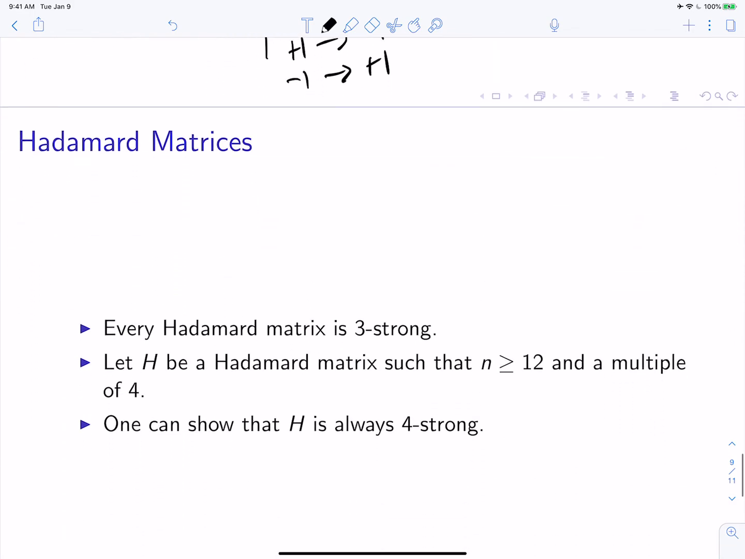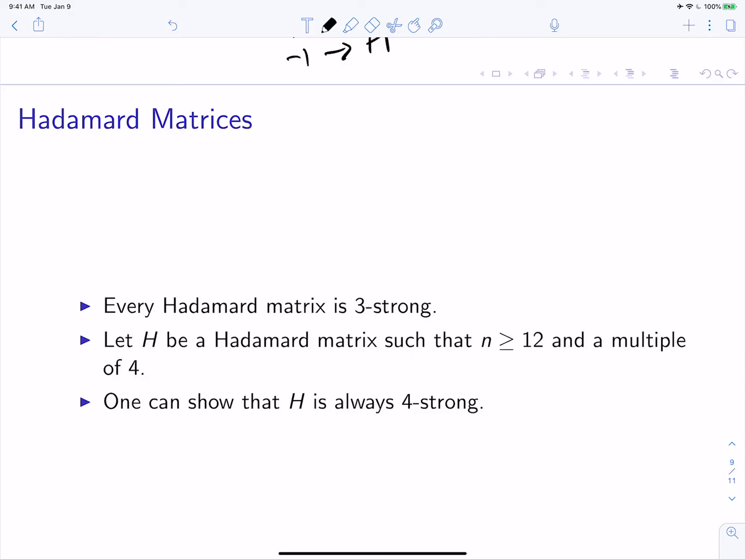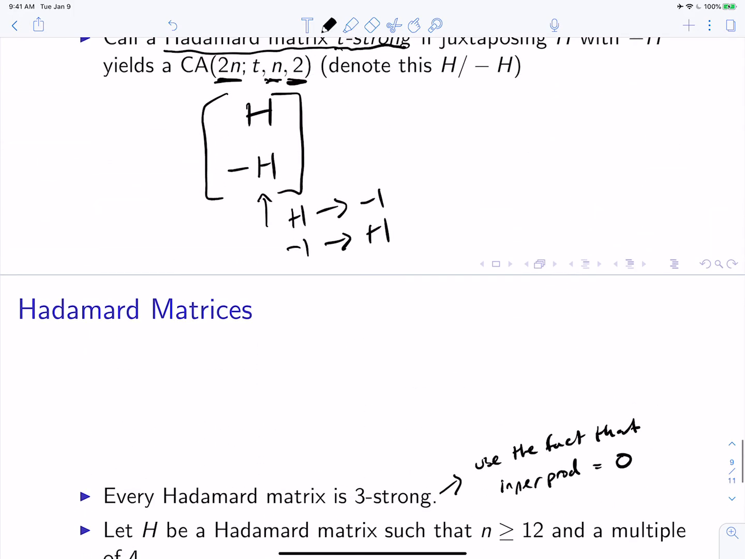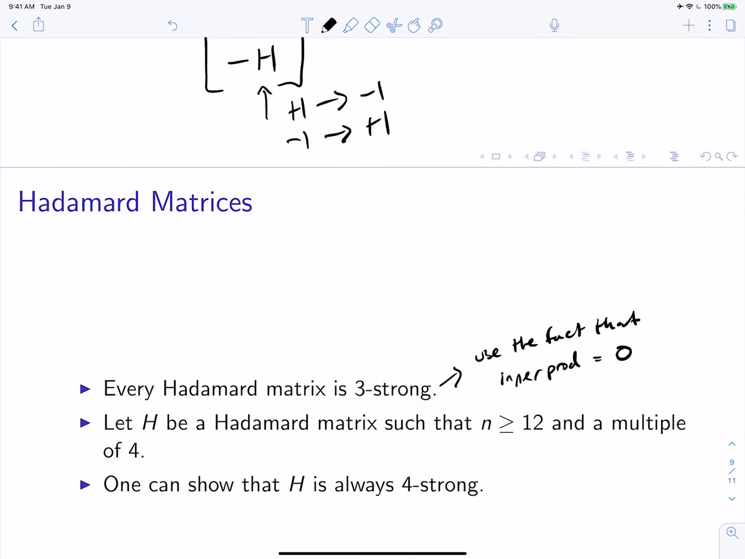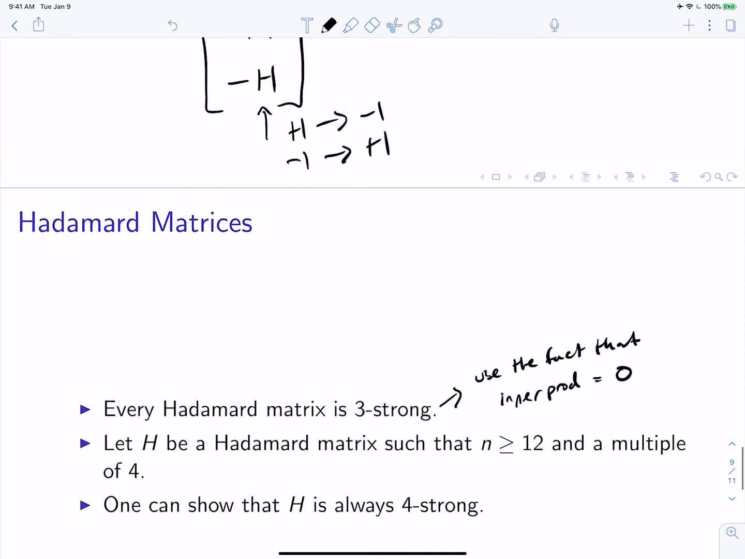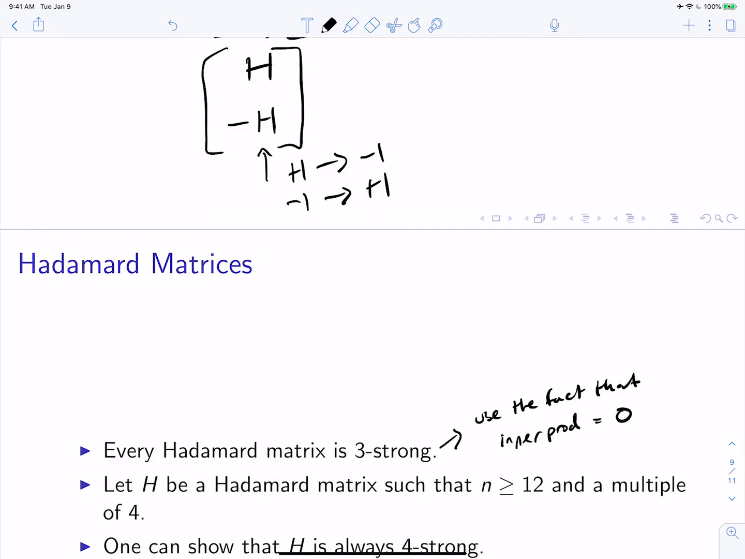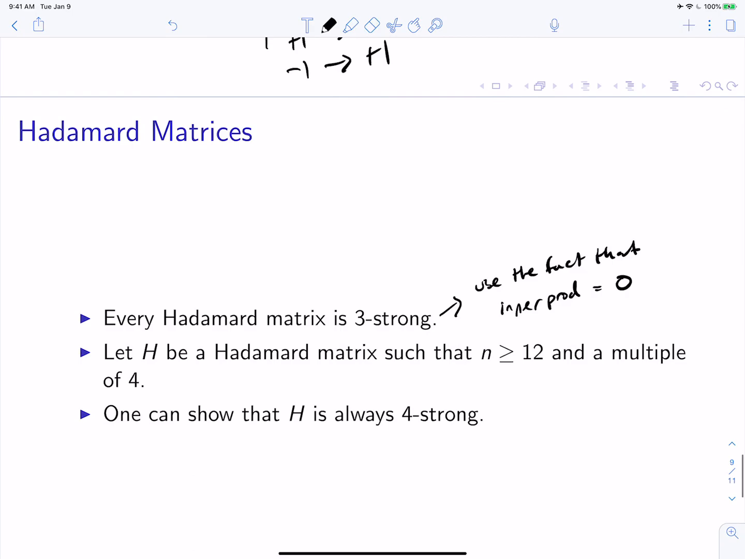And if we had -1 before, we're going to replace it with +1. So you can actually prove that every Hadamard matrix is 3-strong. I invite you to actually prove this. The way to do this is to use the fact that the inner product is always 0, and the fact that you can only get half of the interactions from that fact for one of the arrays, but you get exactly the right half, because when you do the complement for -H, you will get exactly the other set of interactions. So that will tell us that every Hadamard matrix is 3-strong.